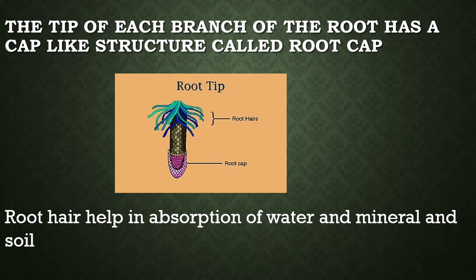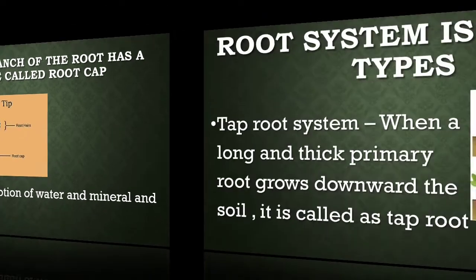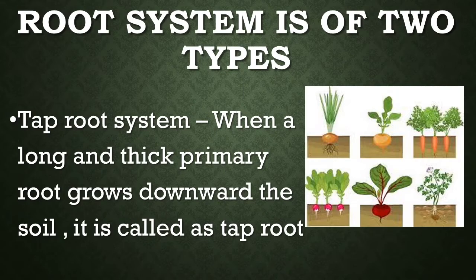Root and its branches are covered with fine hair called root hair that helps in absorption of water and minerals from the soil. Root system is of two types.